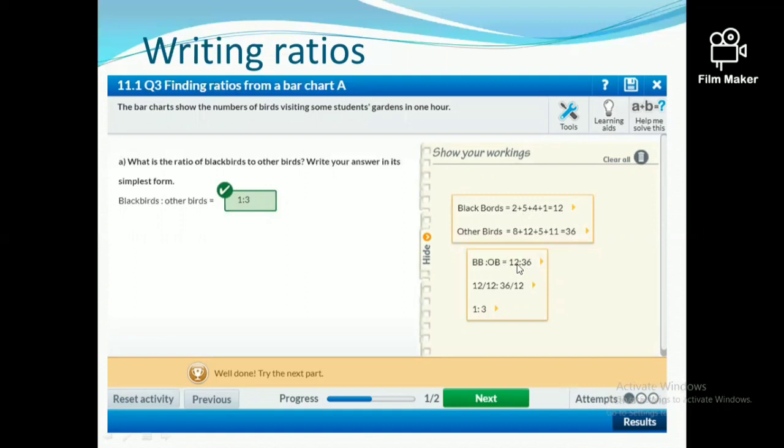Now 12 and 36 are both divisible by how much, children? By 12. Then 12 divided by 12 and 36 divided by 12. That is 1 ratio 3. Hopefully you can understand how I got that answer.